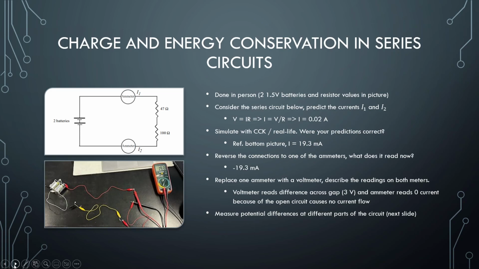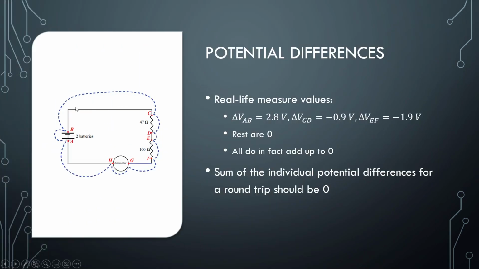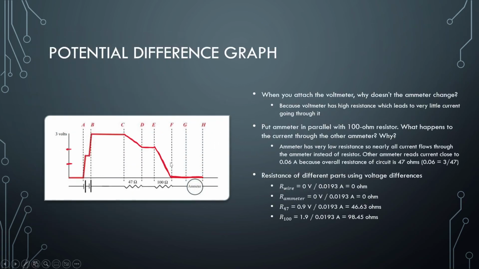And then we measured potential difference at different points of the circuit with only one ammeter. Across A and B it was 2.8 volts, across C and D it was negative 0.9, and across E and F it was negative 1.9. And if we add all those up, we do get 0, as we should. It seems that our batteries were just a tad low, but that's alright. And we used those values to finish this graph right here.